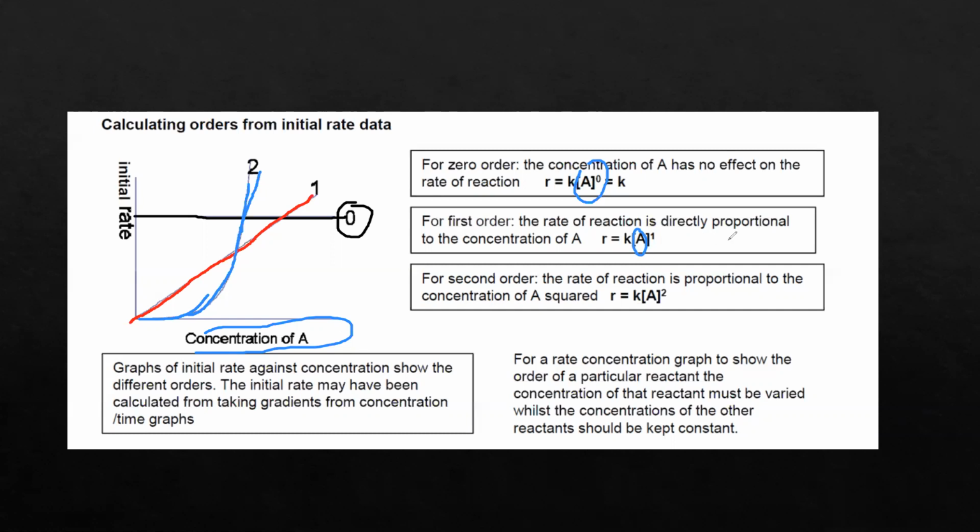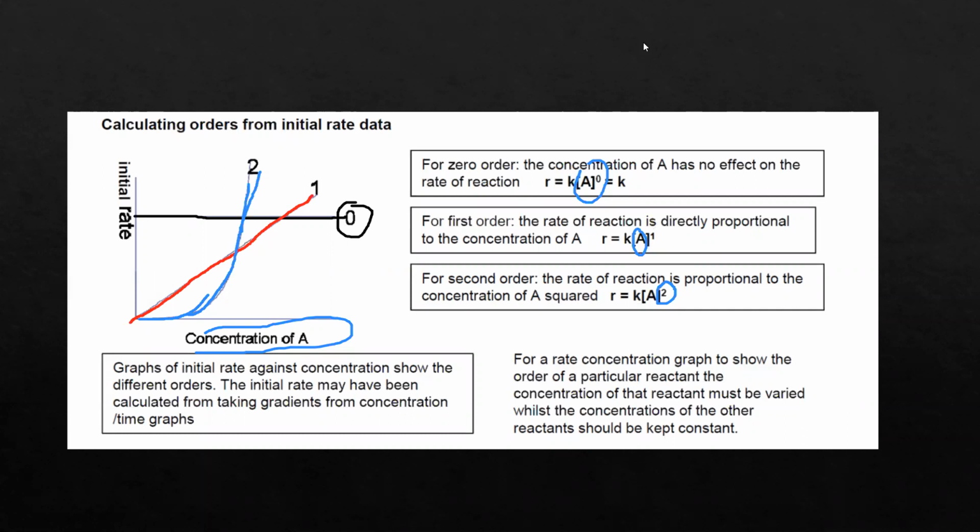And the square here refers to a second order with respect to A. So if I double the concentration, the rate will be 4 times, triple the concentration, the rate will be 9 times. These are the shapes which we observe for concentration and rate.